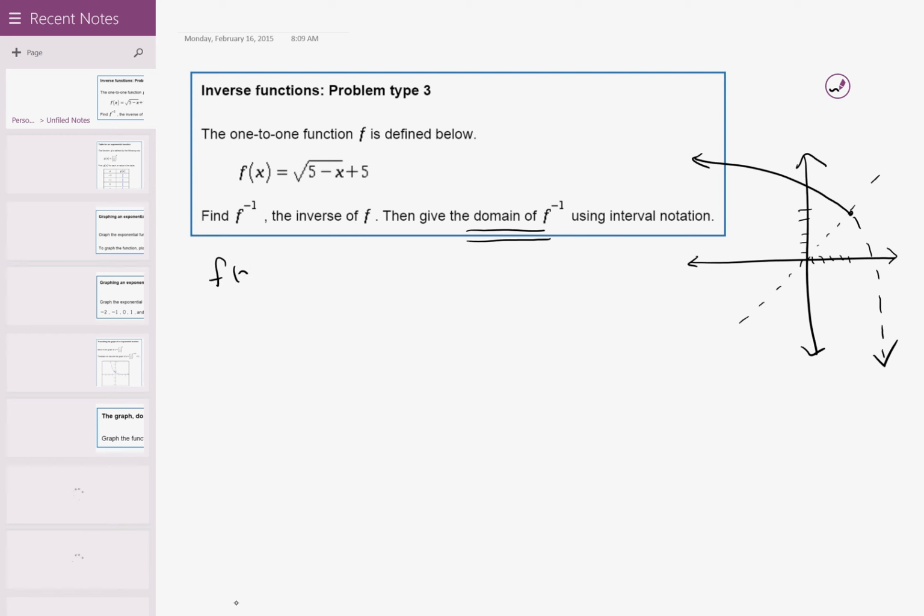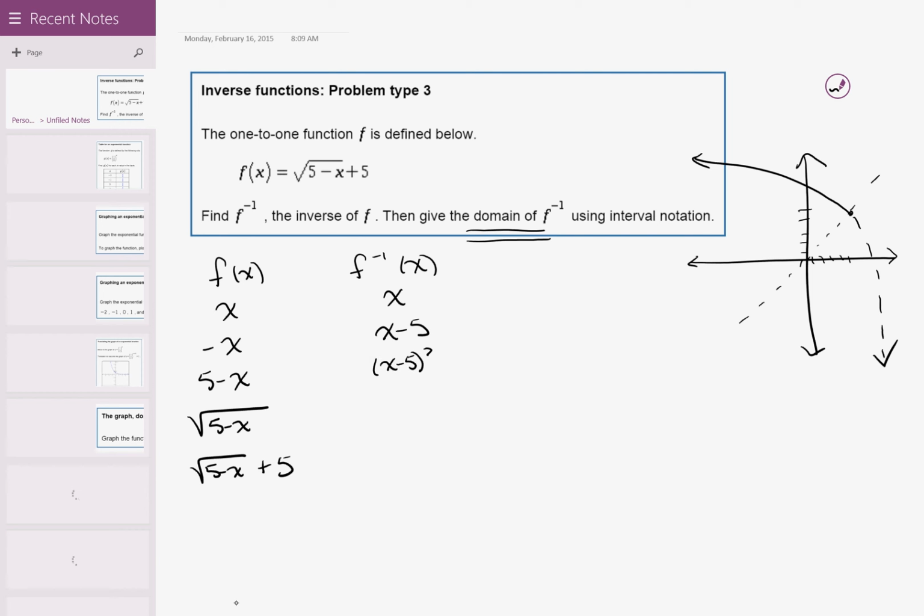So to get f of x, I begin with x, I negate it, I add 5, I take the square root, and then I add 5 again. So to find f inverse of x, I'm going to begin with x, and I'm going to undo these operations in the reverse order. So x minus 5, square it, I added 5, so subtract 5. I negated it, that's its own inverse.